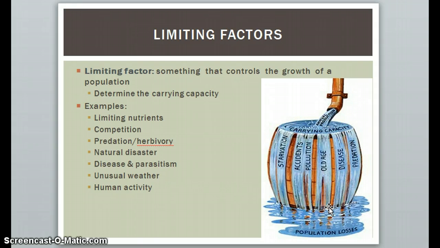Human activity can also affect how large a population is able to get. Campaigns to have pets spayed and neutered control the pet population, since domesticated cats and dogs don't generally have any predators.